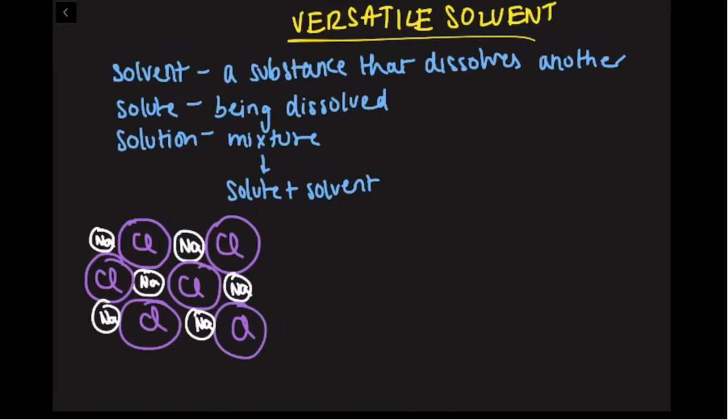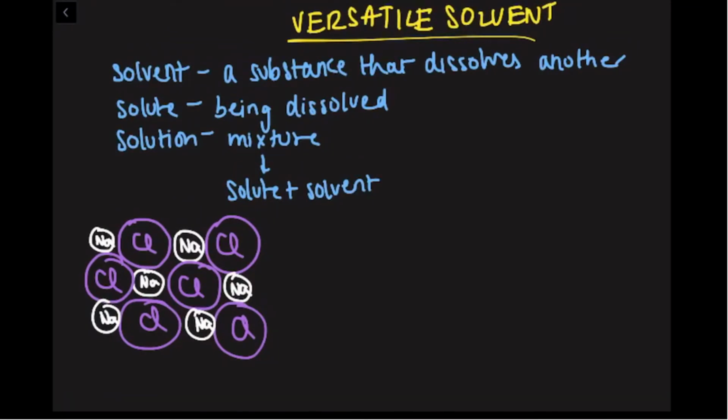The last property we're going to be talking about is water's ability to dissolve other substances. Water is a versatile solvent. A solvent is a substance that dissolves other substances. A solute is the substance being dissolved, and a solution is the mixture the solvent and solute make.